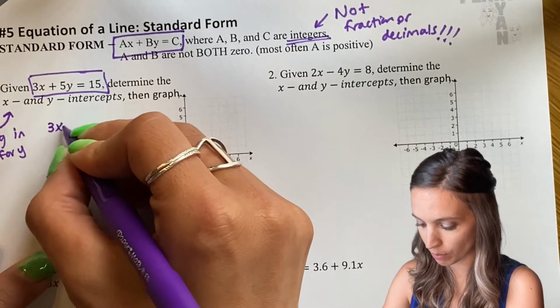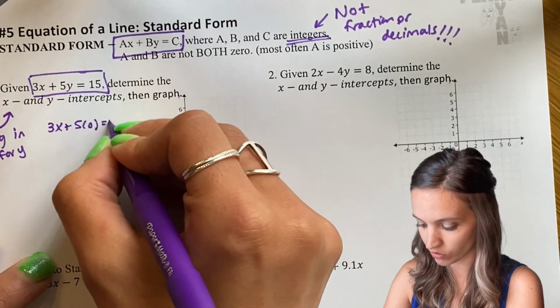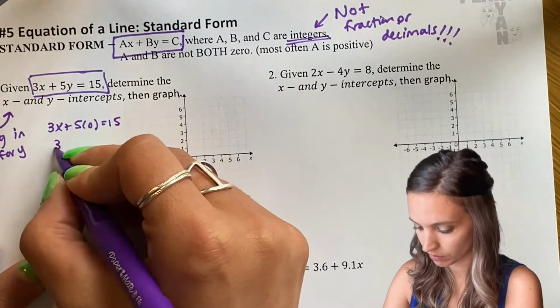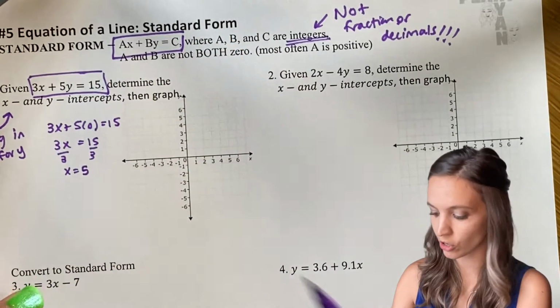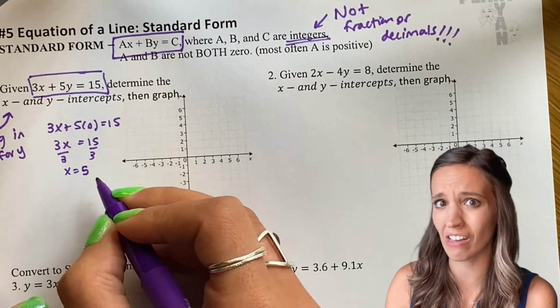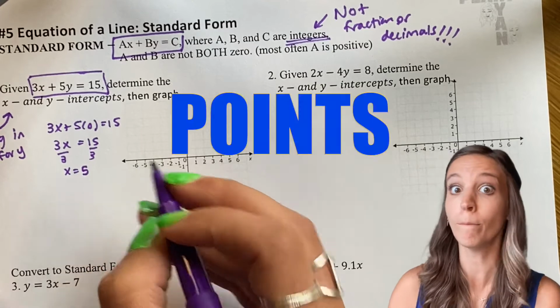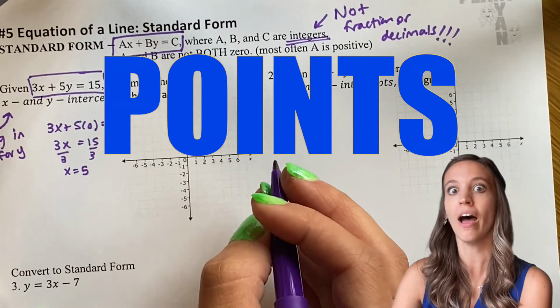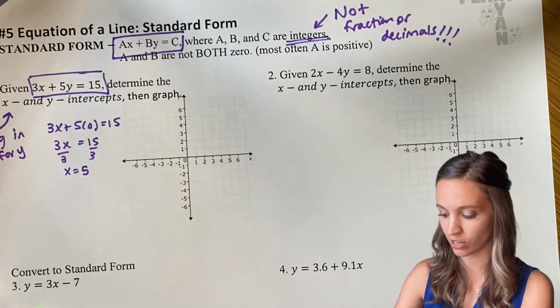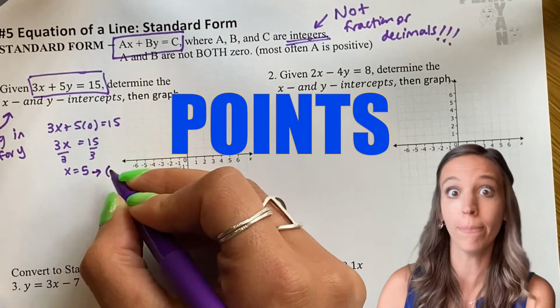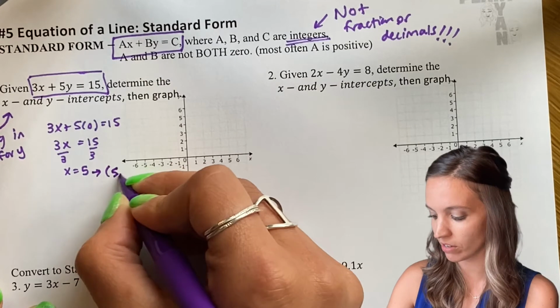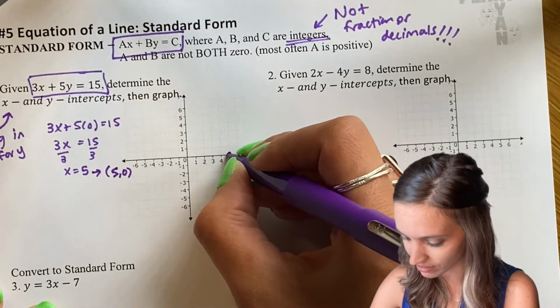So 3x plus 5 times 0 equals 15, and we're just going to solve for x. Okay, so I've done the math to find my x-intercept, and right now it says x equals 5. Now remember, intercepts are points where we cross the x-axis in this case for x-intercept. So that is not written properly. I need to make sure I write that as a point. So 5, 0. So I'm going to go ahead and plot that since I'm right here.